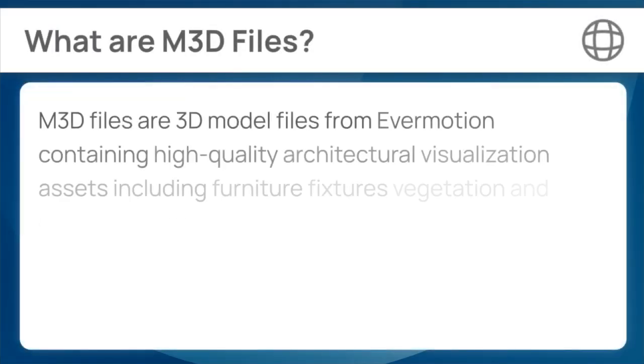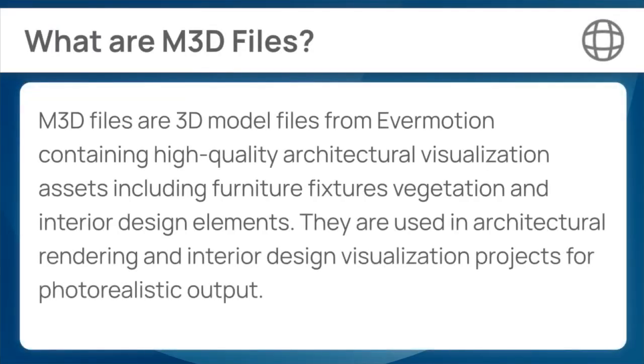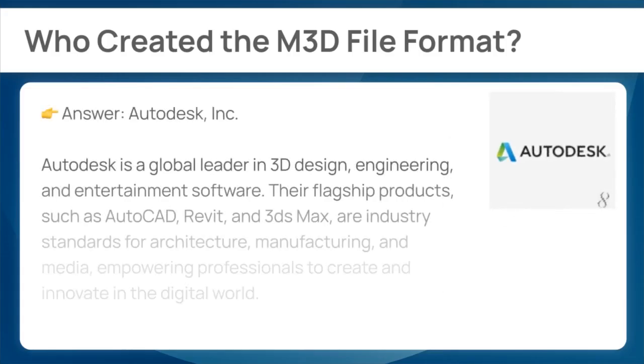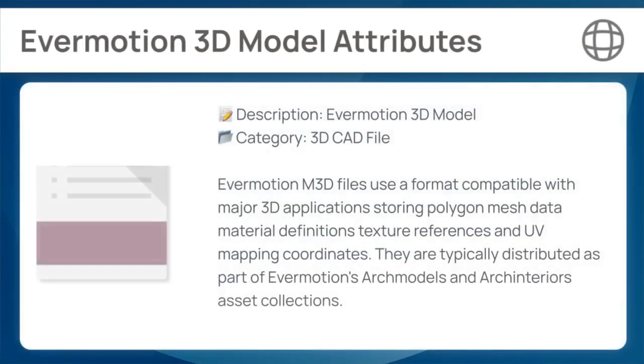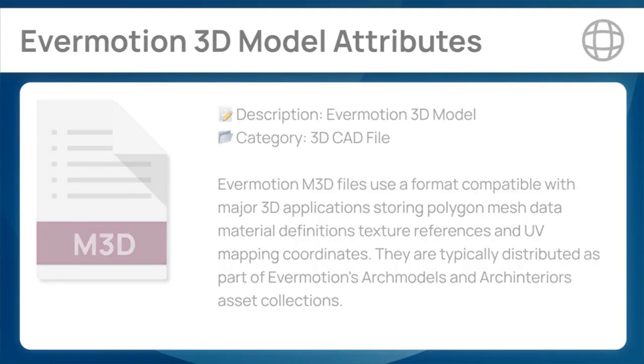M3D files are 3D model files from Evermotion, containing high-quality architectural visualization assets, including furniture, fixtures, vegetation, and interior design elements. They are used in architectural rendering and interior design visualization projects for photorealistic output. Evermotion M3D files use a format compatible with major 3D applications, storing polygon mesh data, material definitions, texture references, and UV mapping coordinates. They are typically distributed as part of Evermotion's Archmodels and Archinteriors asset collections.